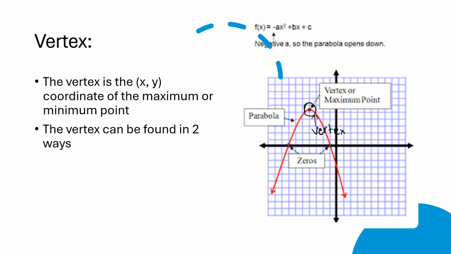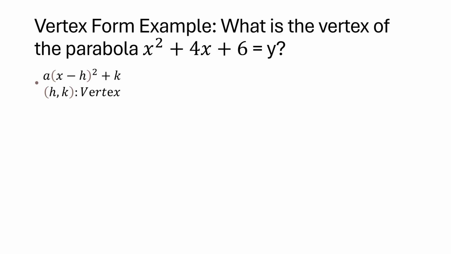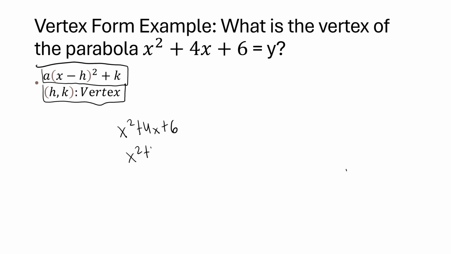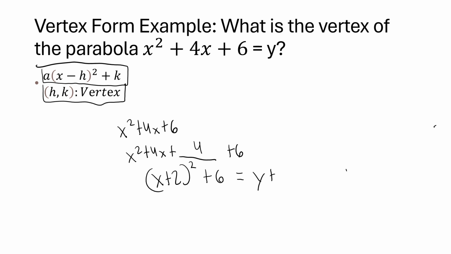The vertex can be found in two ways. The first way is vertex form. So that's vertex form, and that's how you get the vertex from vertex form. So let's do it. To do vertex form, you need to know completing the square. So what you do first is that you find out what to add to this x squared plus 4x so that you get a perfect square binomial. And that would be 4 because you get x plus 2 squared. So you get x plus 2 squared plus 6 is equal to y plus 4. Because you can't add a 4 on the left side without adding a 4 on the right side.